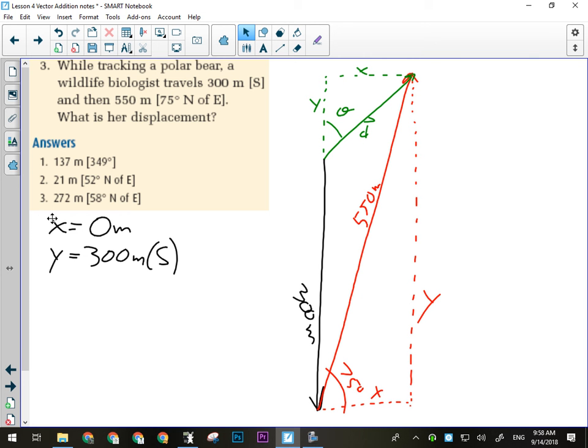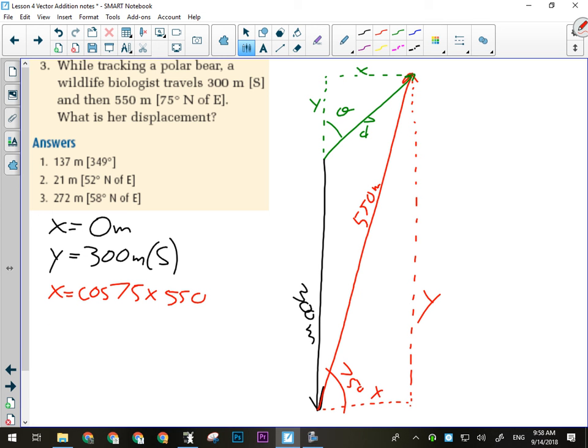One that's straight and one that's angled, right? So that it saves you a bit of time. All right, then we have our red vector here. So red x is the adjacent side to the 75-degree angle, so we'll have cos of 75 times 550, and then our y component is the opposite side, so sine of 75 times 550.